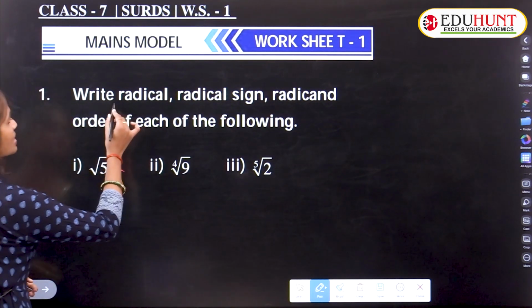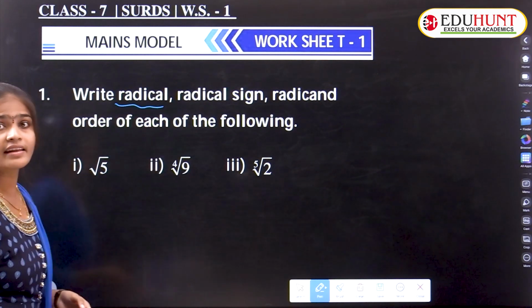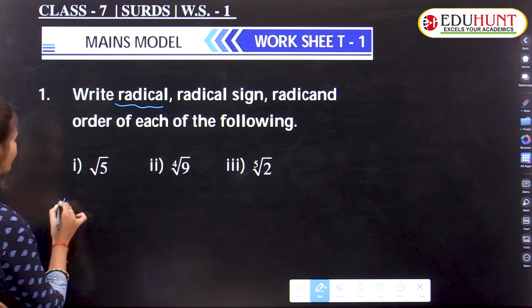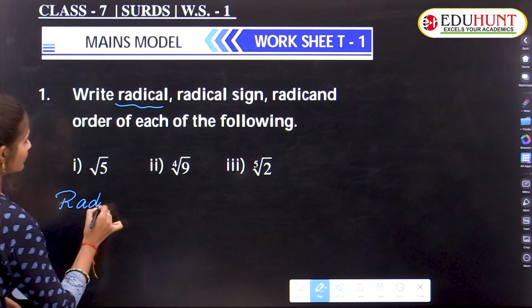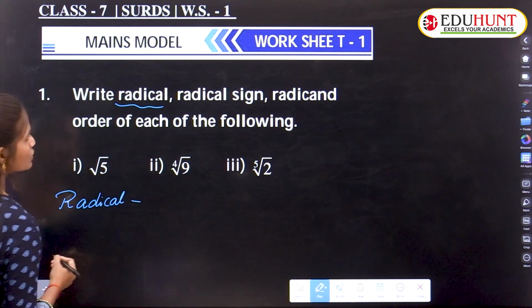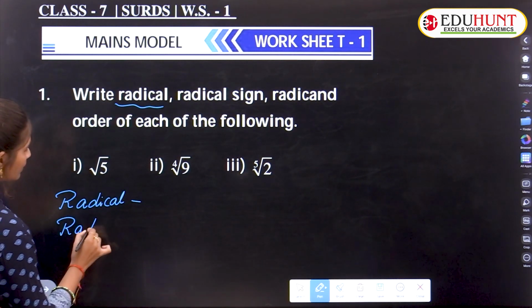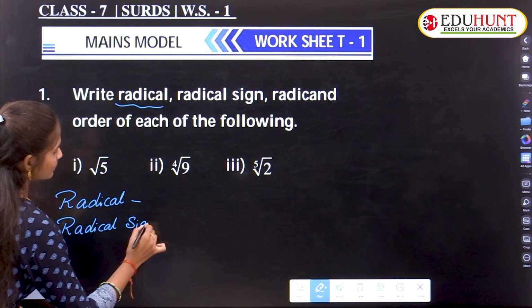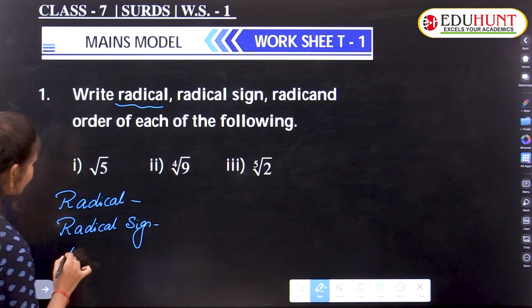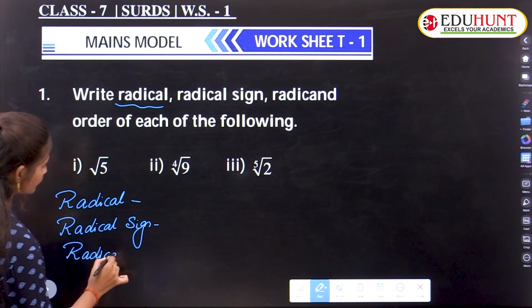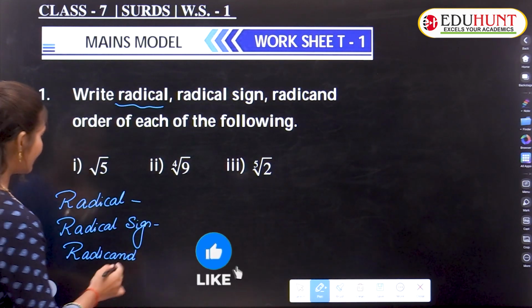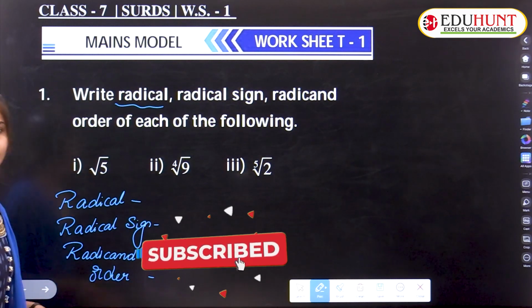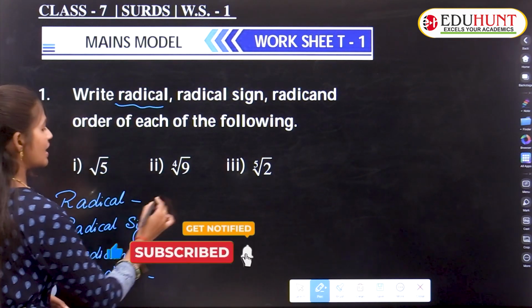From these we need to identify those parts. Just say what we need to write first. Radical means nothing but the given surd. So the first thing is the radical. The next thing we need to identify is the radical sign, then the radicand, and the next thing is the order.